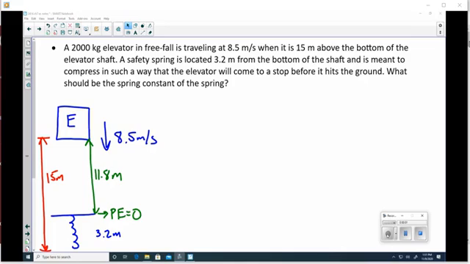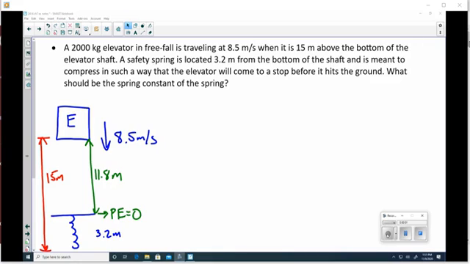So here we just have the elevator falling. It's going to hit the spring, and then the spring is going to compress 3.2 meters. Now this problem is different from the last one because we're going to have to account for the length of the spring. The spring is going to compress all the way down in a perfect world, if you will.